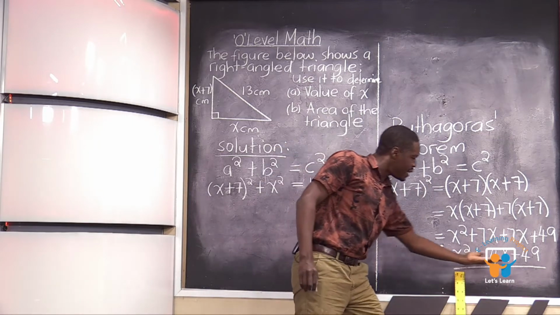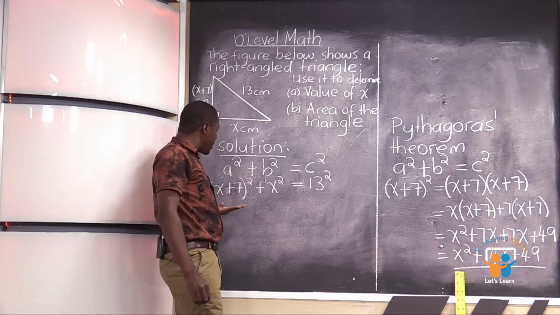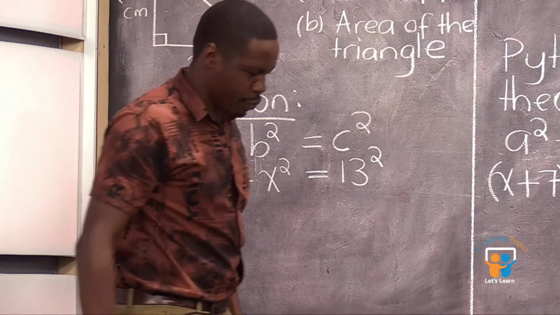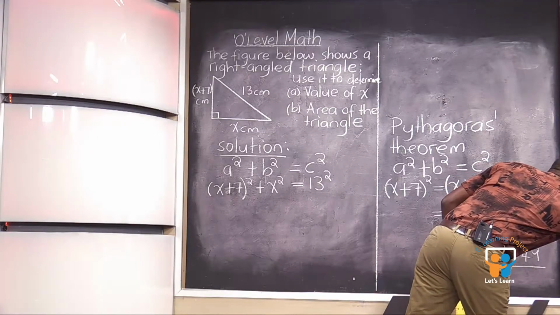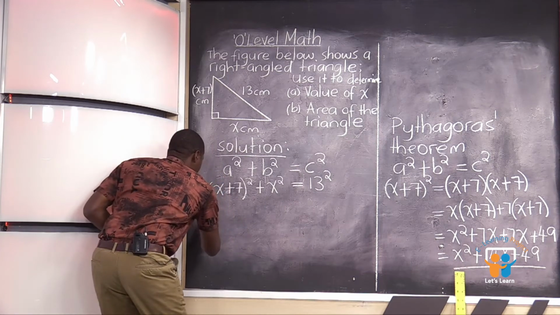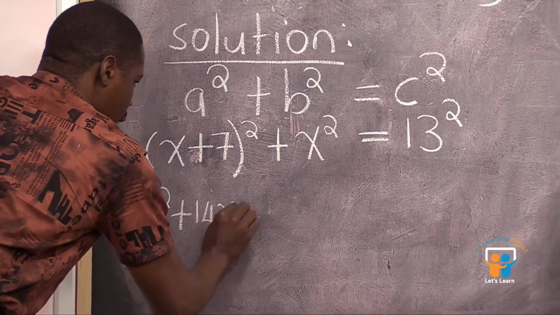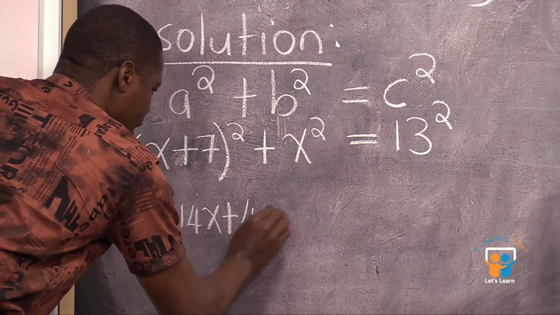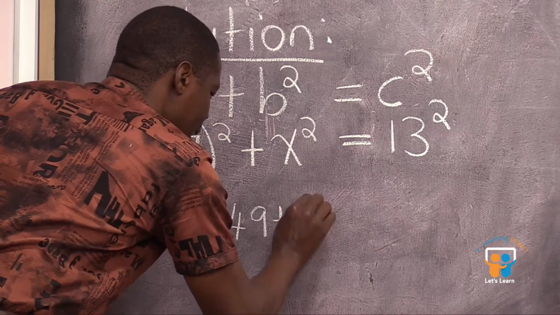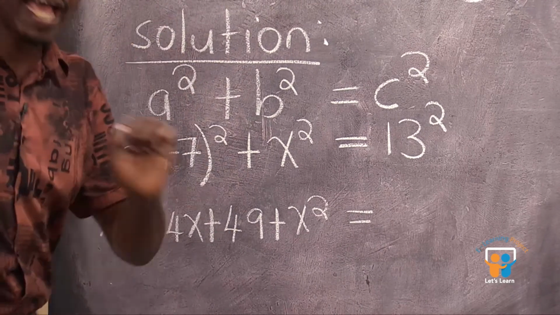Now we are going to pick this answer here. We come and paste it here because it was the expansion for x plus 7 squared. Very good. Now, without wasting time, Mr. Examiner Sir, we are going to come and write our x squared plus a 14x plus a 49, then plus our x squared. So we have x squared there, which would equal to, now we are having a 13 squared.